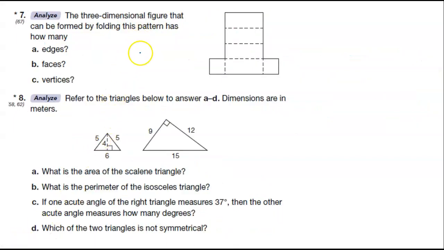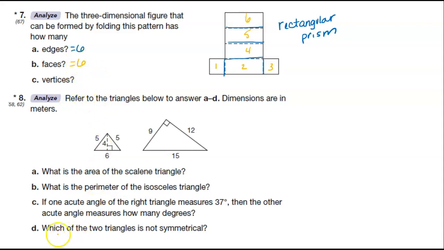Okay. The three-dimensional figure that can be formed by this pattern has. So this is going to be a rectangular prism. And how many edges does it have? So it has 1, 2, 3, 4, 5, and then when this one hits this one, that's going to be 6. How many faces does it have? So let's see, 1, 2, 3, 4, 5, 6 faces.